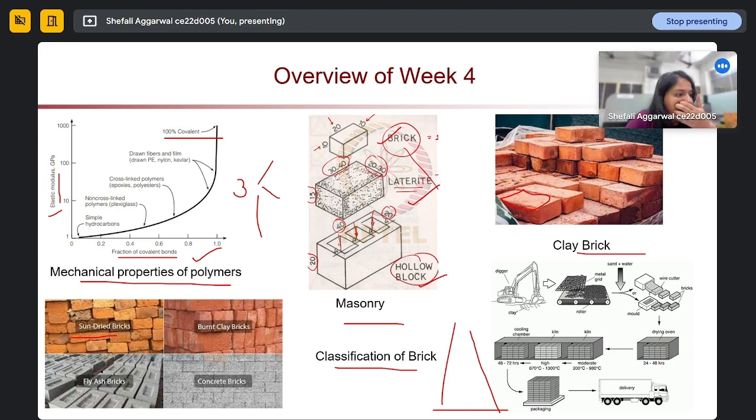So what will happen? The bonding will be very strong in burnt clay bricks as compared to the sun-dried bricks. Another type of brick is fly ash bricks. These are the new type of bricks which are coming up using SCMs, supplementary cementitious materials, or waste material. Using those types of materials in our brick, we are making fly ash bricks. And last are the concrete bricks. Using our concrete material, normal mortar mixed with aggregates, we are making the concrete bricks.